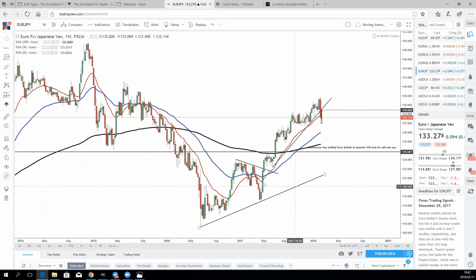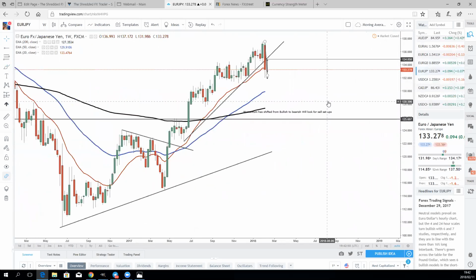So as you can see here, we had a large bullish momentum up here. However, last week we had very bearish momentum. We closed well below the trend line. So I'll be looking for short positions this week.